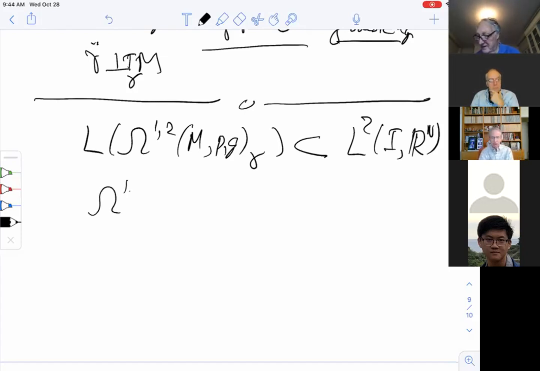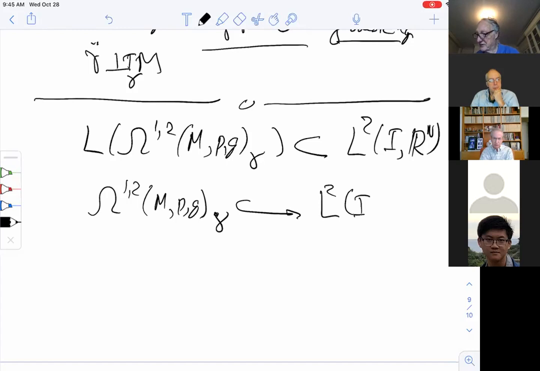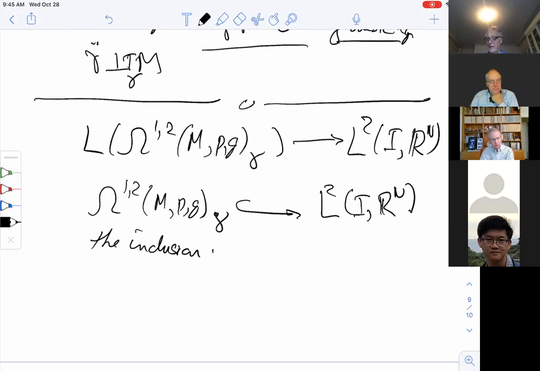Now we want to consider omega 1,2 of M, P, Q, the inclusion into the L2 paths. So maybe I should make the first one a map. I mean, it is an embedding, but it's a map. And here, I just mean the inclusion. So this is in some sense like the inclusion of W1,2 into L2. If you have something that's got a first derivative in L2, in particular, it's in L2. But this is a funny subspace. It's not a closed subspace. And you have to look at its closure.